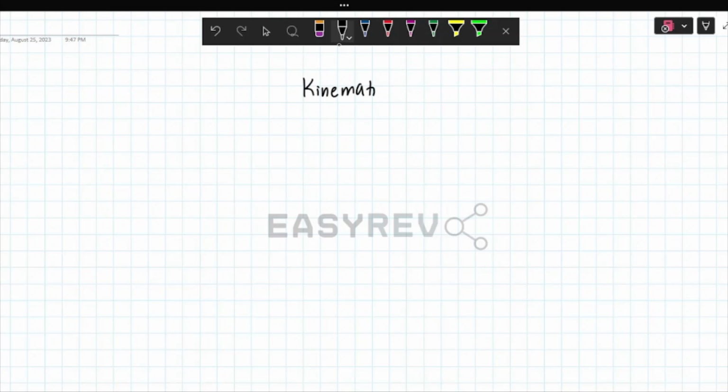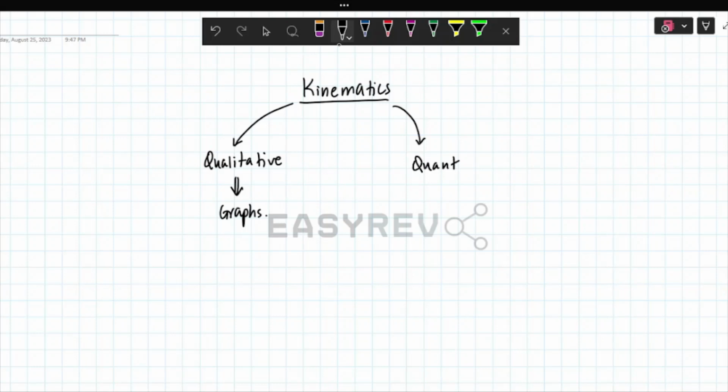Now, so far we have understood two different approaches of understanding and analyzing different types of motion in kinematics. The first approach we understood was the qualitative approach, where we saw how we can use graphs to our advantage to better analyze and represent different kinds of moving objects. And then we had understood a quantitative approach of studying different types of motion.